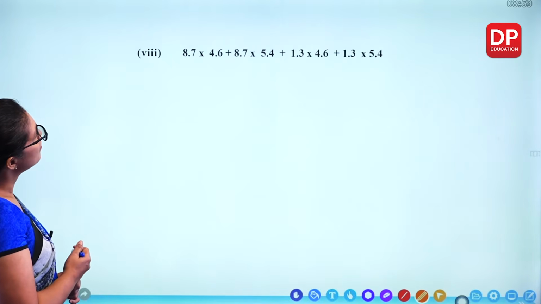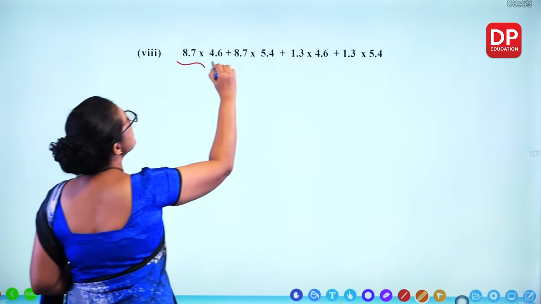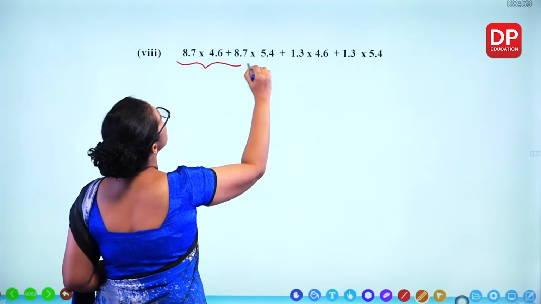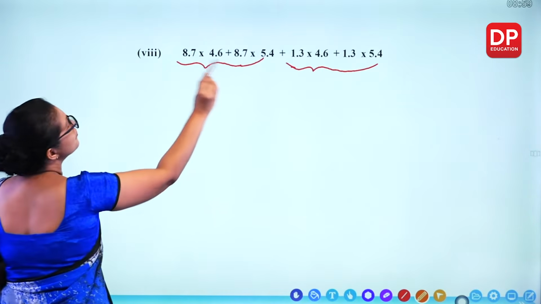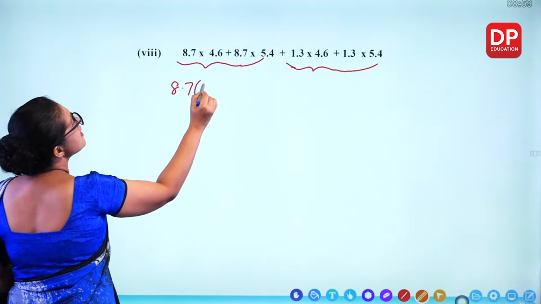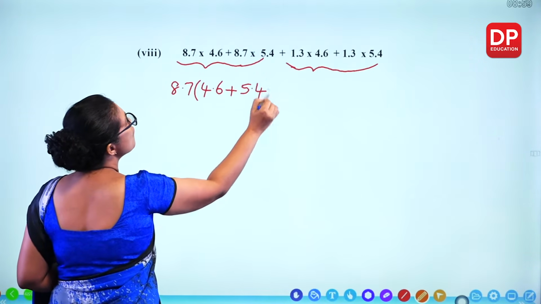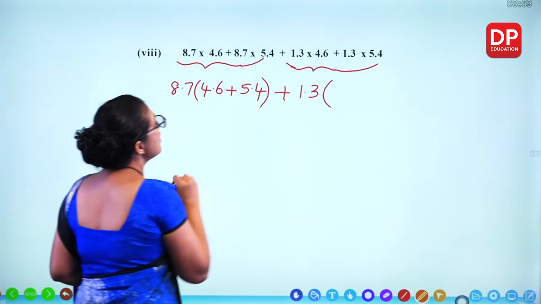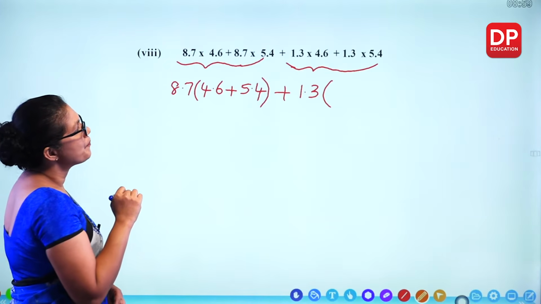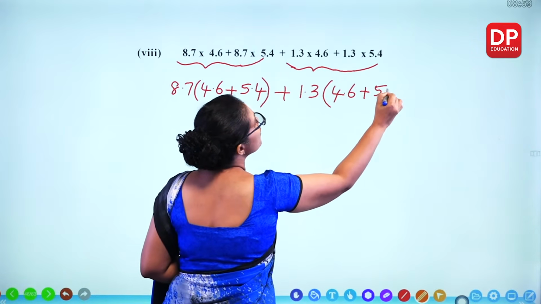This one, how many terms are there? 1, 2, 3, 4. So we'll follow the same procedure. We'll take these two and these two. 8.7 is common. Take it out. What's remaining? 4.6 and 5.4. From this, you can take 1.3 out. What's remaining? 4.6 and 5.4.